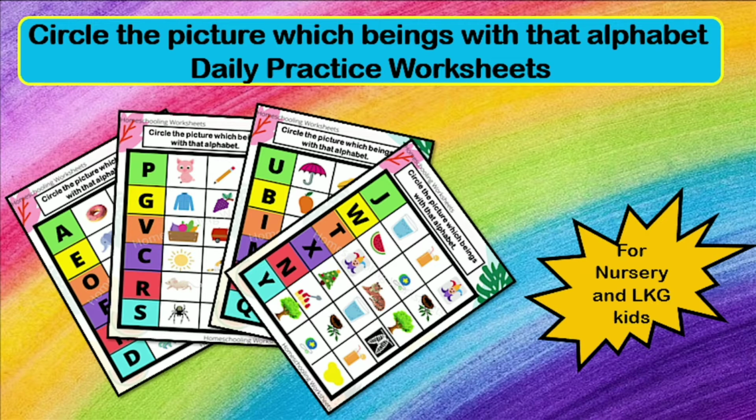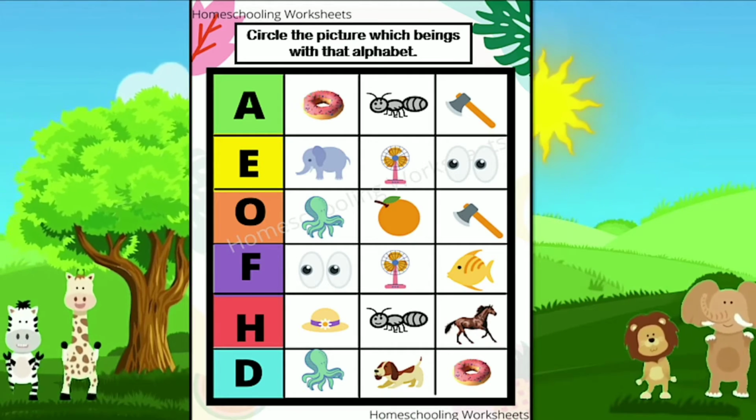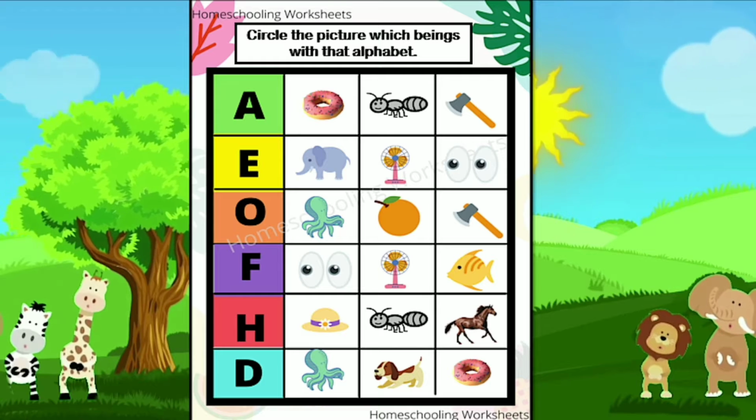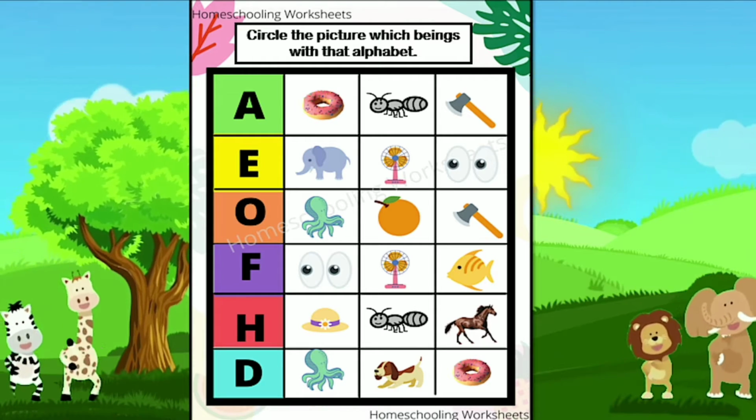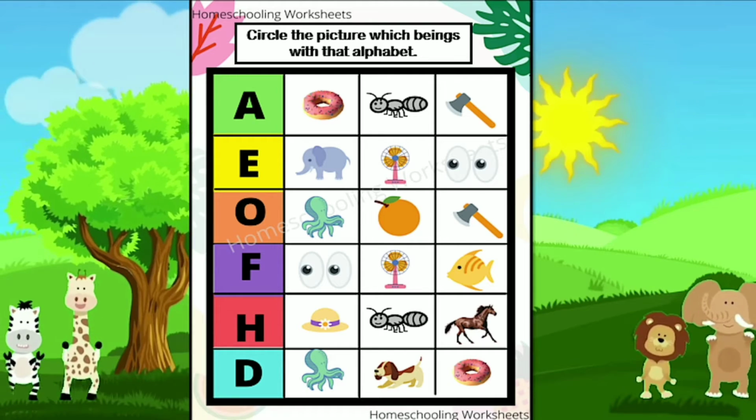Circle the picture which begins with that alphabet. Daily practice worksheets. Let's start. Now find out the picture which starts with letter A and circle that picture. Let's start.